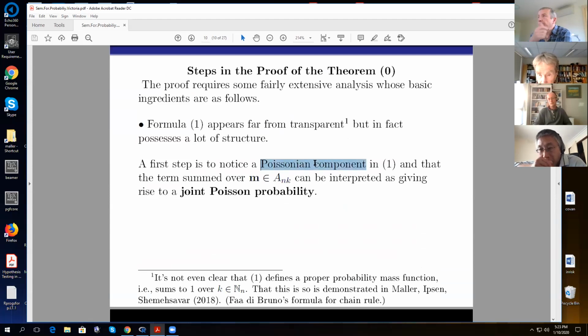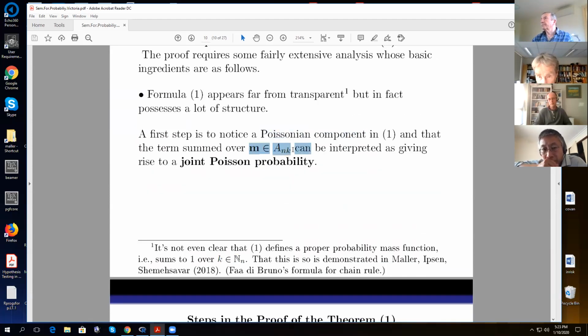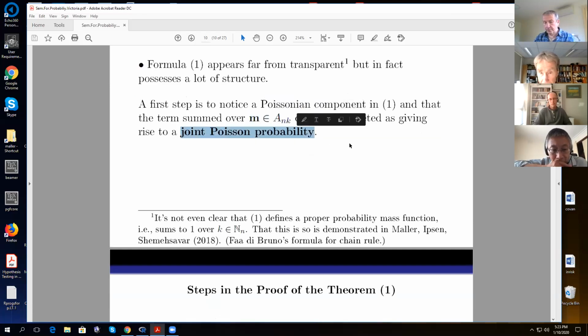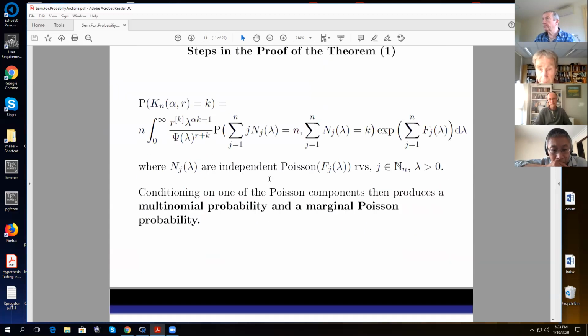We observed a Poissonian component in it. We sum out over that Poissonian component, and that is going to give us a Poisson probability. And because of the constraint, I'm going to denote those Poissons by N_j lambda. Because of the constraint, that probability takes a form with the summation of j N_j lambda equals n. Remember that the summation j m_j had to add to n, and the summation of the m_j will have to be equal to k.